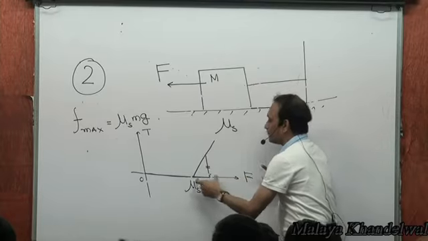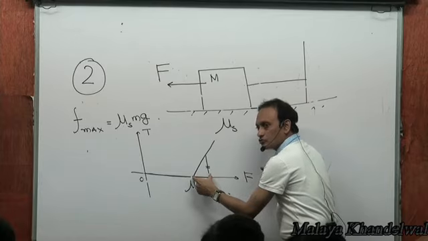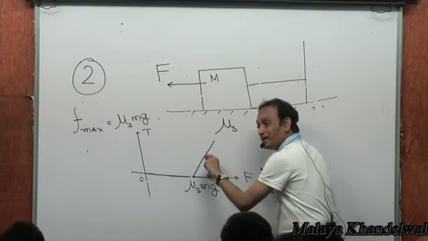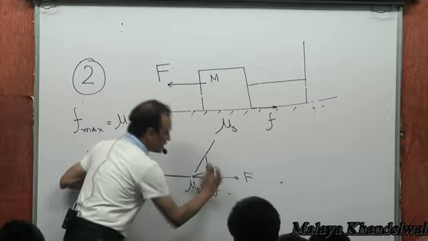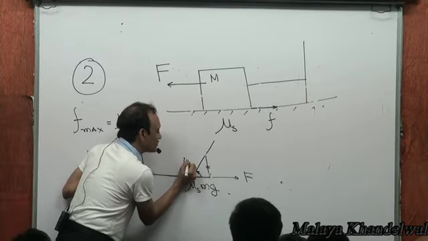And if capital F increases by this amount from this point onwards, tension will increase by the same amount so that equilibrium could be maintained. Yes or no? Right? That means if this is equal to this, then this angle must be 45 degrees. This angle must be 45 degrees.